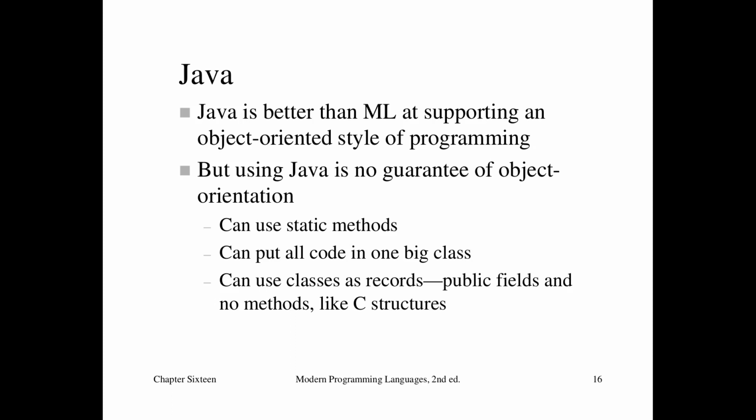A pattern of doing things poorly is an anti-pattern. Putting all the code in one big class is another anti-pattern. It's called the God class. It's a bad way of doing things.